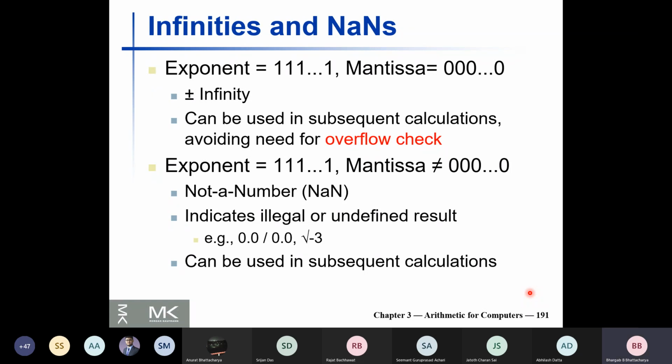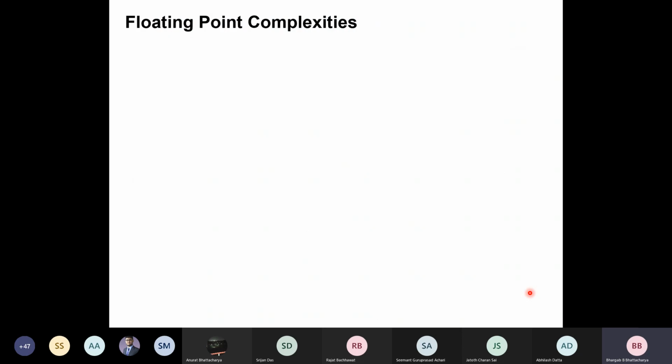And we discussed mostly in the single precision domain. Similar thing will happen in the double precision domain, with the change that the values would change.